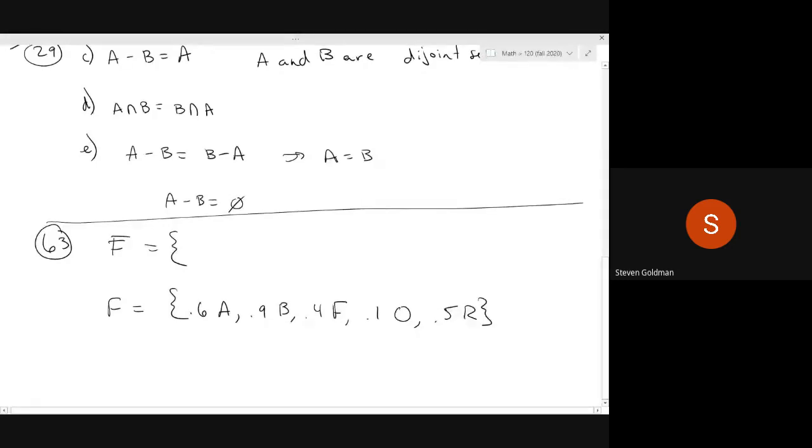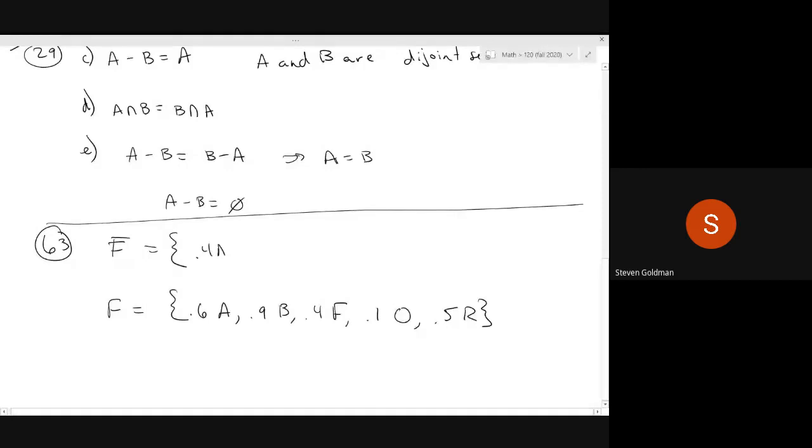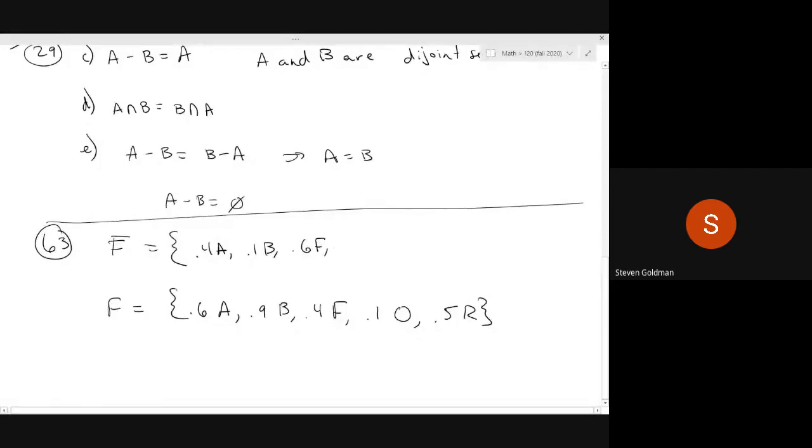F bar will be the complement, and we're told the complement is just 1 minus each number. So for 0.6A, 1 minus 0.6 would be 0.4A, 1 minus 0.9 would be 0.1B, then 0.6F, 0.9O, 0.5R. And then it would be the same thing for R bar. I'm not going to do that one.